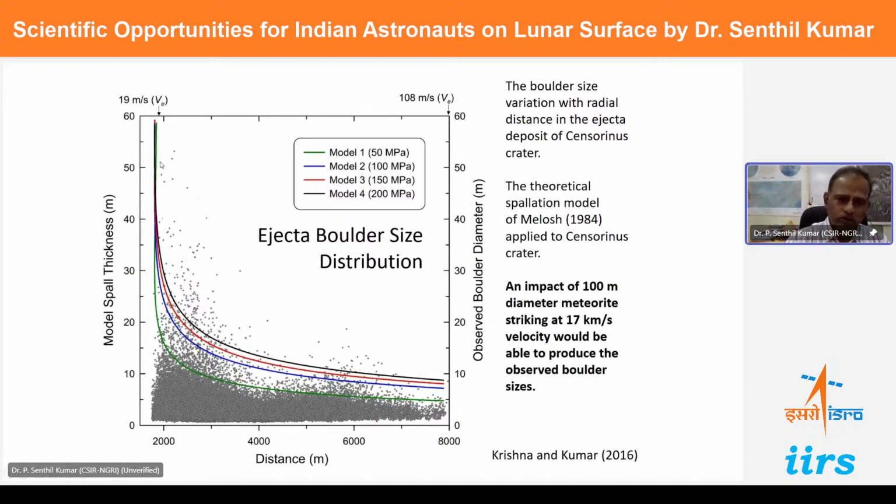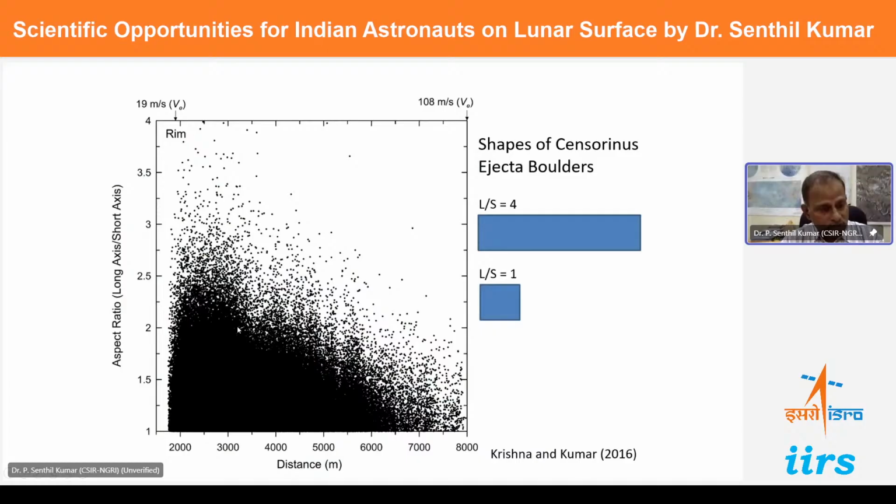The larger boulders are very close to the crater rim, and if you go away from it, you will find boulders of a much smaller size. Then you can also study the shape of the boulders. That also gives lots of insight into the fragmentation process associated with the impact.